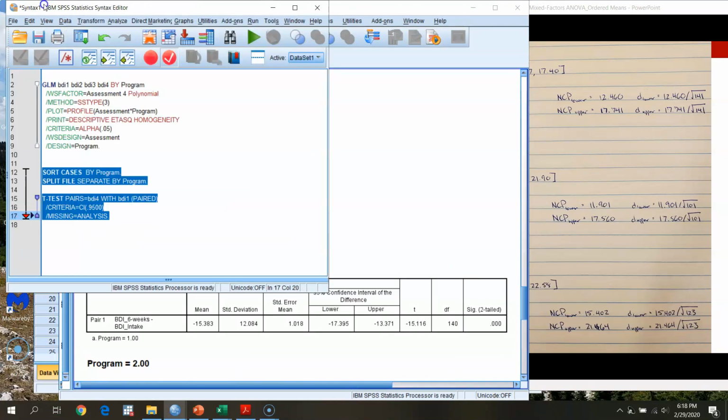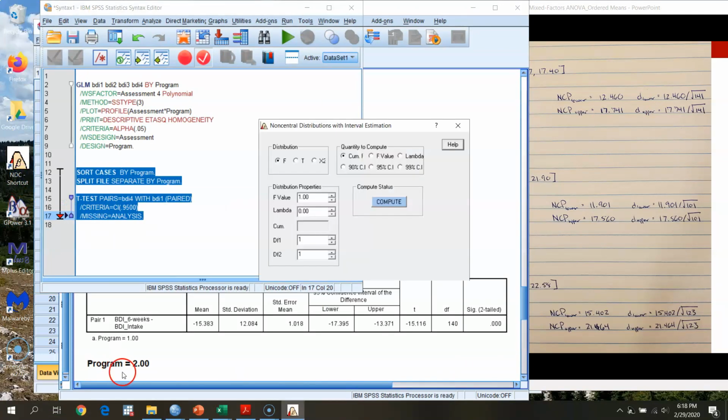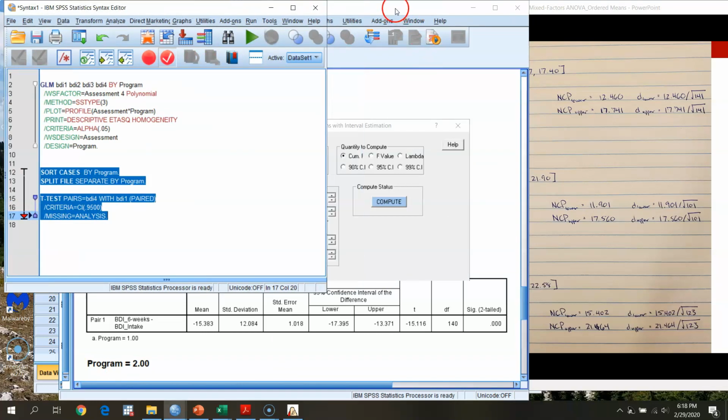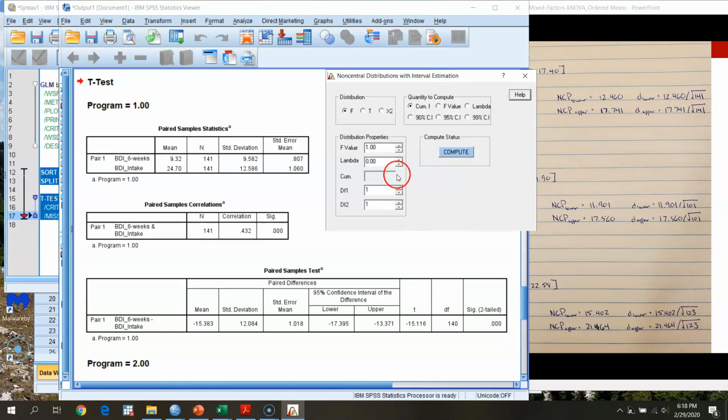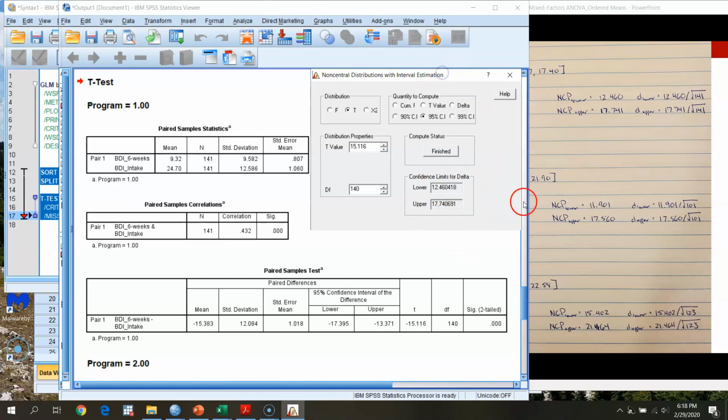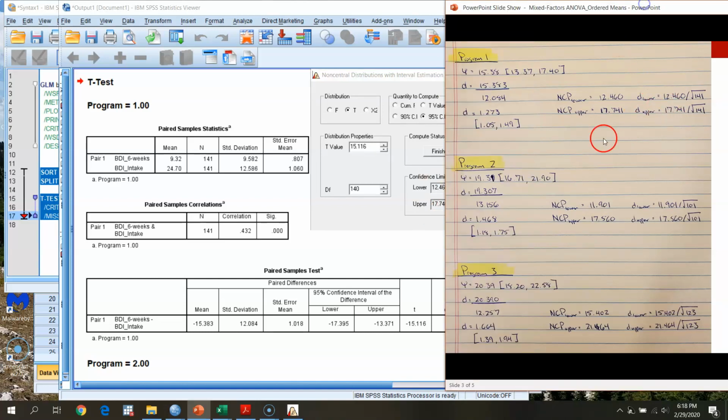let me pull up my handy Steiger calculator here. I'm looking at a 95% confidence interval for t. My t value is 15.116. My degrees of freedom for this test are 140. I compute that, and I get a lower bound for my non-centrality parameter of 12.460, and an upper of 17.741, call it. So I can take those and record those here.